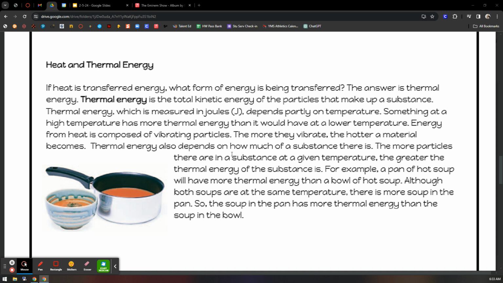Energy from heat is composed of vibrating particles. The more they vibrate, the hotter a material becomes. Thermal energy also depends on how much of a substance there is. The more particles there are in a substance at a given temperature, the greater the thermal energy of the substance is. For example, a pan of hot soup will have more thermal energy than a bowl of hot soup. Although both soups are at the same temperature, there is more soup in the pan. So the soup in the pan has more thermal energy than the soup in the bowl.